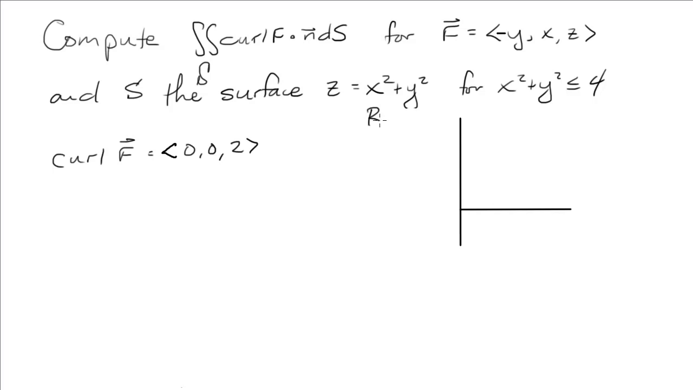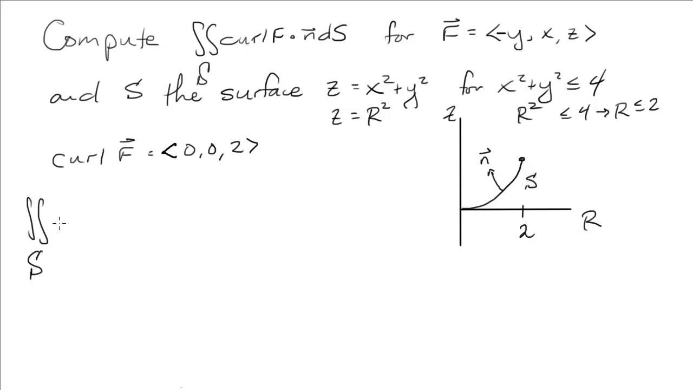Look at our surface. There's our R-squared group, so the ZR plane's a natural place to draw this. Upward facing normal, standard orientation. Parameterize our surface.